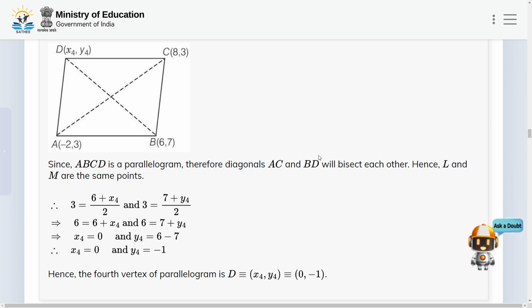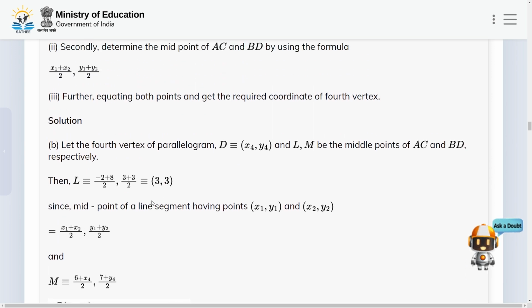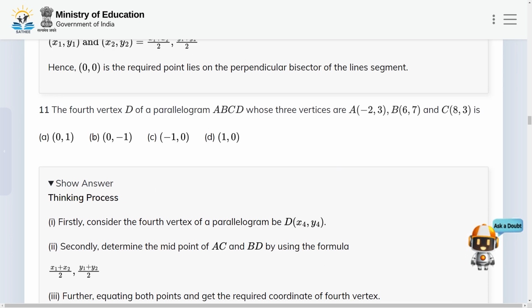So therefore we get 3 is equal to (6 plus x4) by 2 and 3 is equal to (7 plus y4) by 2. It implies 6 is equal to 6 plus x4 and 6 is equal to 7 plus y4. So it implies x4 is 0 and y4 is equal to 6 minus 7, that is equal to minus 1. Hence the fourth vertex of the parallelogram ABCD is D equal to 0 comma minus 1. So here the correct answer is option number B.